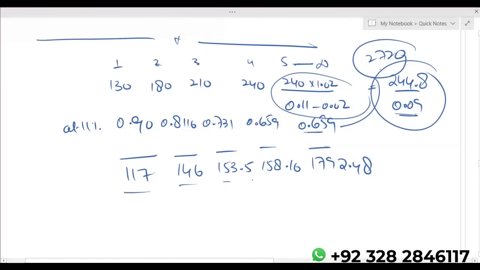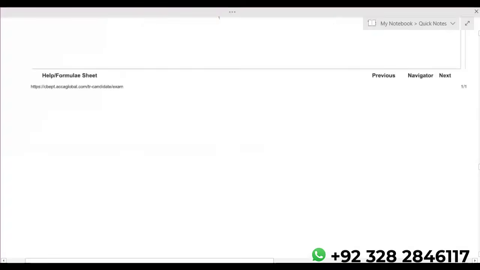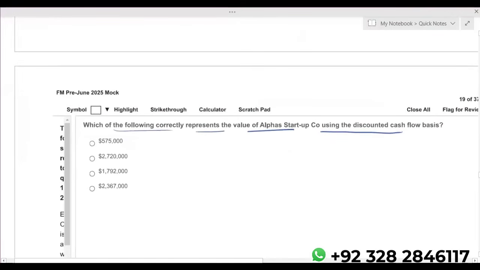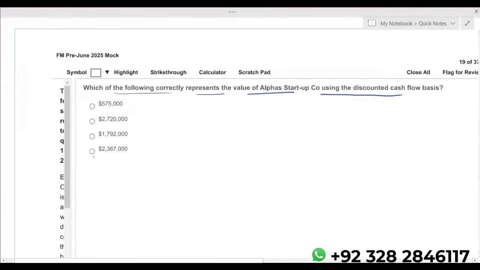Now simply add all of them, you will get the business value. 117 plus 146 plus 153.5 plus 158.16 plus 1792.48. I'm getting 2367.14, and we have ignored 3 zeros. Okay, don't forget that. We have ignored 3 zeros. So if you don't get exact answers, go to the nearest choice, delta.